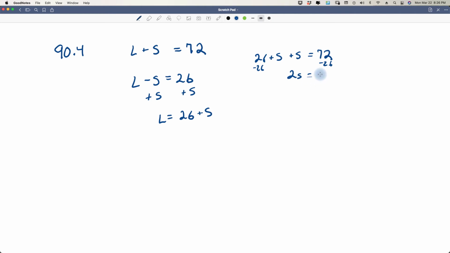Oh goodness, I can't do math today. My head is broken. That gives us 46. So we divide both sides by 2, and the small number is 23.